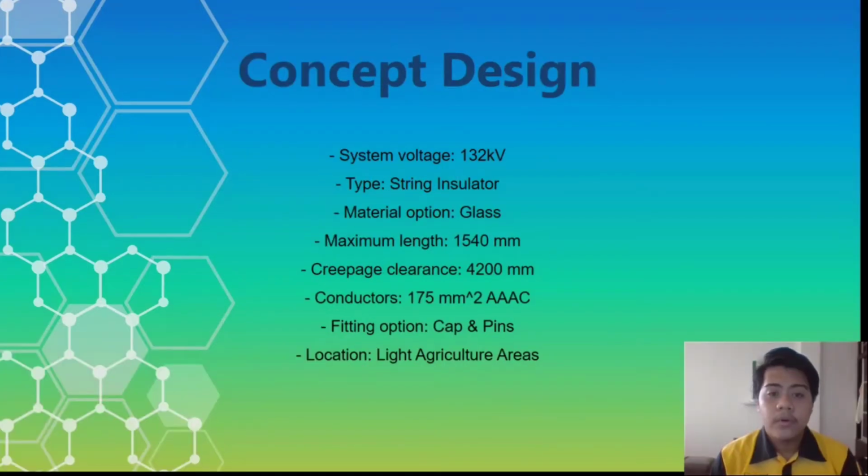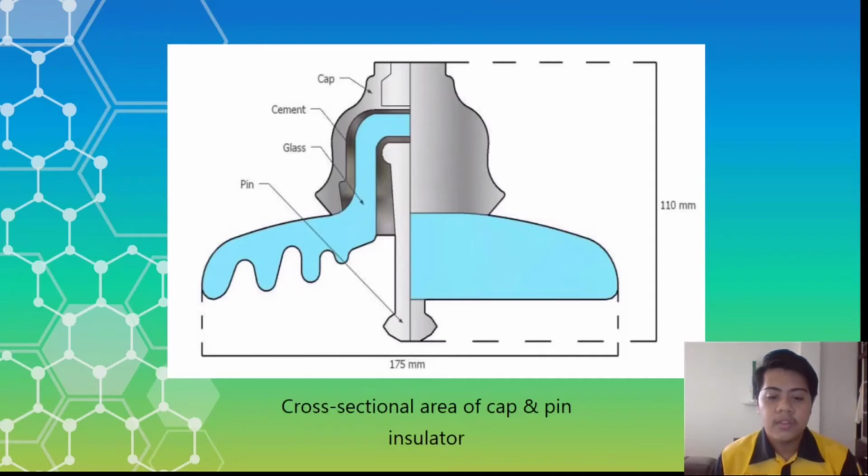So for the concept design, this system is meant for voltage around 132 kV, and the type of insulator we choose is string insulator with a material of glass. And as for the fitting option, we use cap and pin. And this design is meant for the location which is light agriculture area. So this is the cross-sectional area of cap and pin insulator that we design using SketchUp.